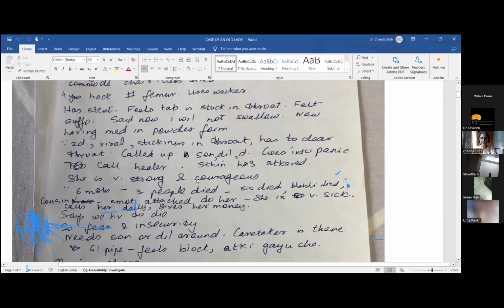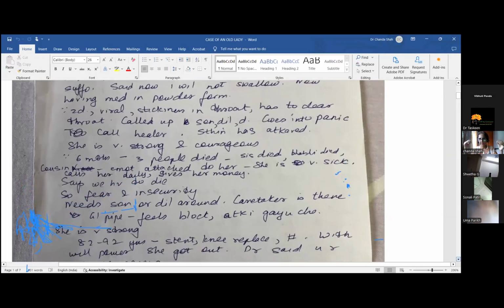And the daughter's saying she's very strong and courageous. That means she's a little more developed. And then again, she's saying the GI pipe feels blocked. Something is stuck. Something is obstructing. As I was taking the case, I saw there's obstruction at the level of the rectum. There's obstruction at the level of the throat, the stickiness in the throat, and she's going into a panic because something is stuck there. And again, the third place, the esophagus, the GI pipe. Again, there's a block.